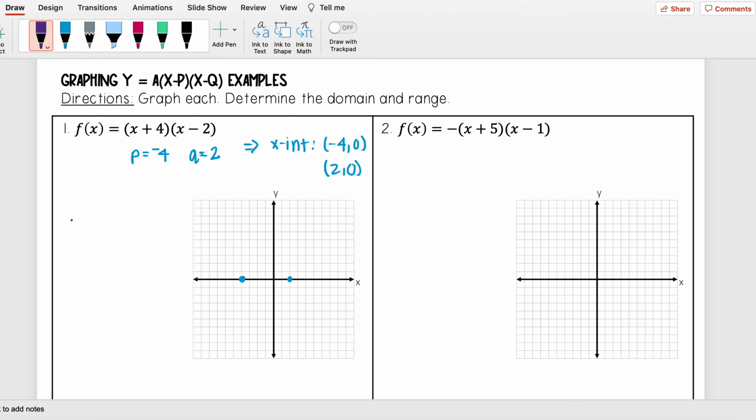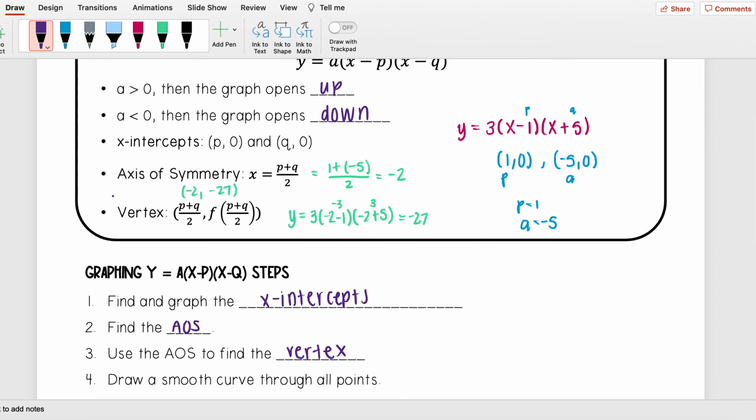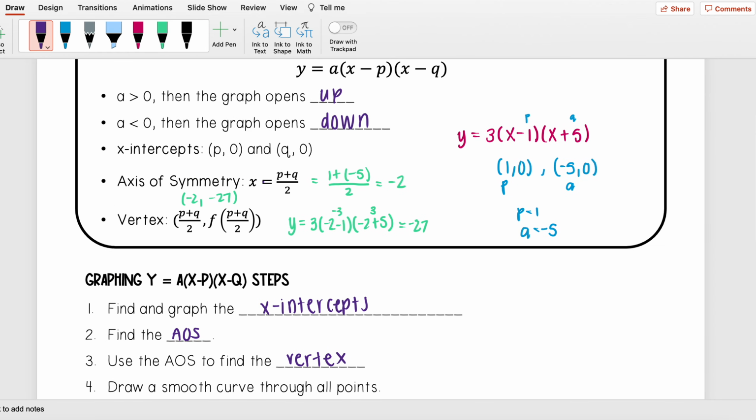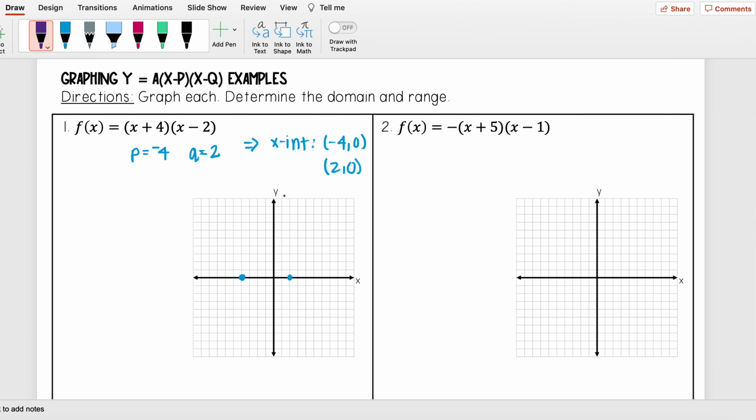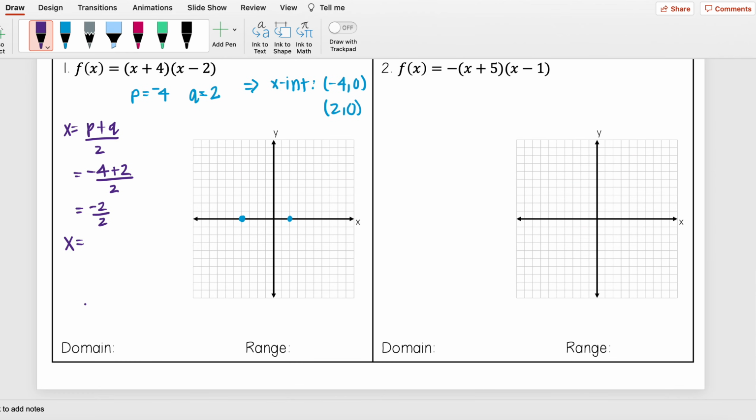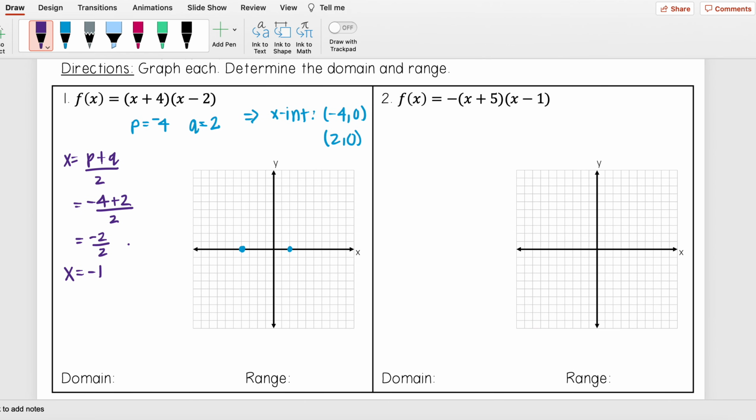Next, I need to find my axis of symmetry. And so going back up to the top, what I needed to do was add my P and Q and then divide them by 2. So x is equal to P plus Q over 2. Well, my P is equal to negative 4. My Q is equal to 2. Negative 4 plus 2, I get negative 2. And negative 2 divided by 2, I get negative 1. So I found my axis of symmetry.